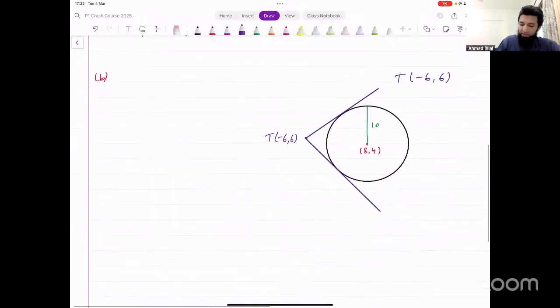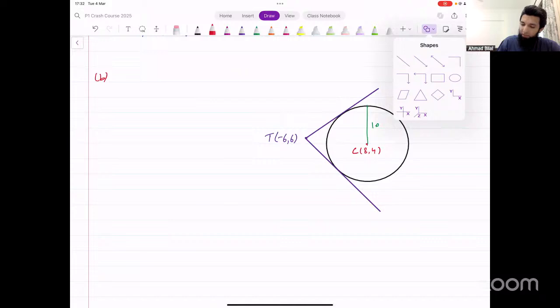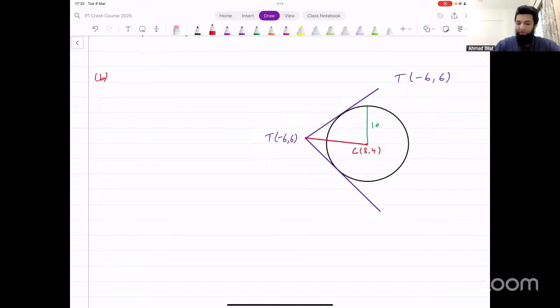CT, what's CT? C is the center of the circle. So if you were to join C and T, it would be a line that looks like this, CT. We need to show that the angle between CT and one of the tangents, so either this tangent or this tangent, that angle is 45 degrees. So we have to find one of these two angles. How can we do that? What information do we have?